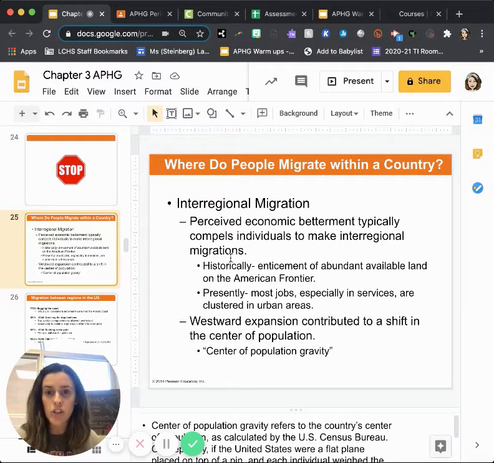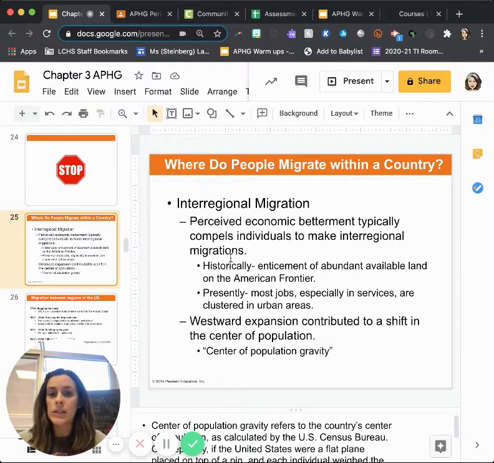All right, so interregional migration, we already talked about what that means, right? Interregional, think of like interstate. If I'm on the interstate, it's taking me from one state to another state. Interregional migration is going to take me from one region to another region. And so what are our motivations for this? Why do people make these interregional migrations? It's usually due to some sort of perceived economic betterment. Typically economic opportunity compels individuals to make interregional migrations.